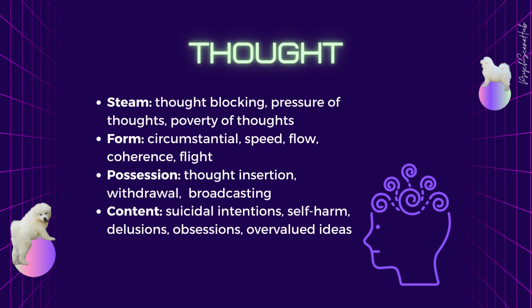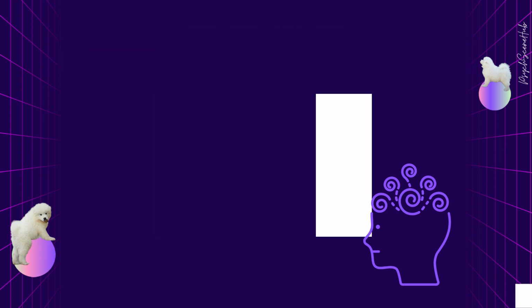Form of thought, it's the way in which the thoughts are linked together and processed. The content of thoughts, what kinds of ideas does the person present? And their possession, that's the belief that others can manipulate the thought.